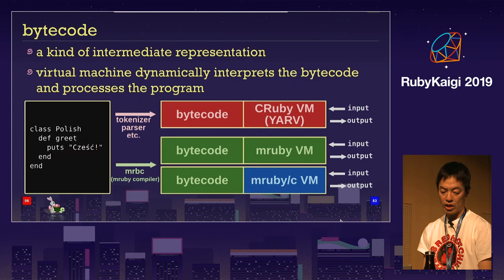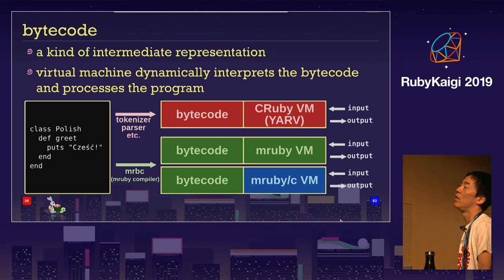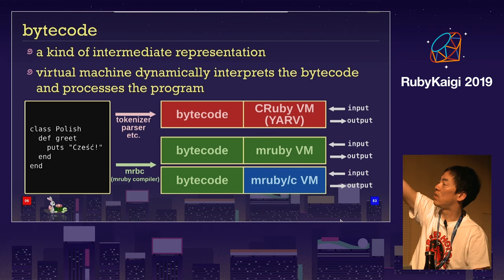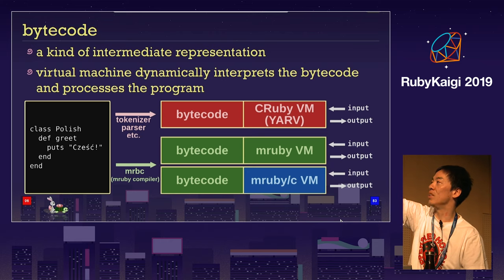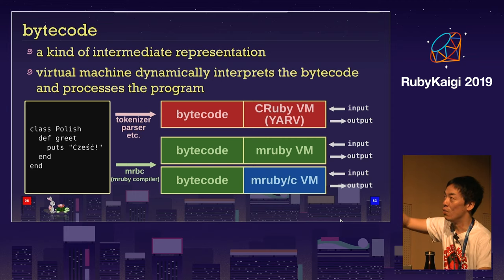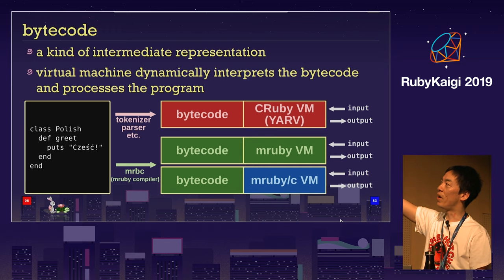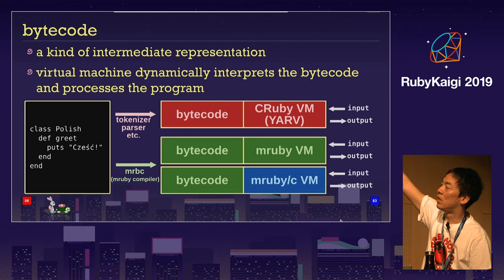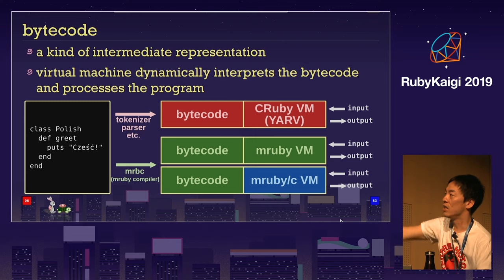This is an elementary explanation of bytecode. Bytecode is a kind of intermediate representation. A virtual machine, VM, dynamically interprets the bytecode and processes the program. The red square means CRuby. The black one is your Ruby script. Your Ruby script will be tokenized, parsed and compiled into bytecode, and then executed by the CRuby VM. And the lower part is the mruby family.